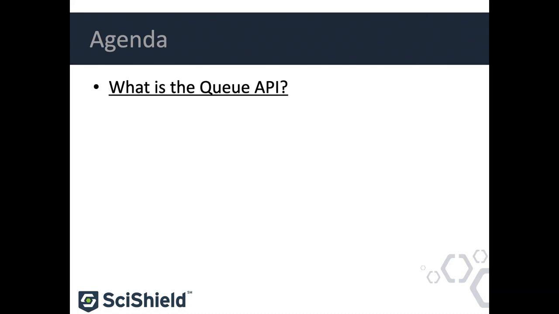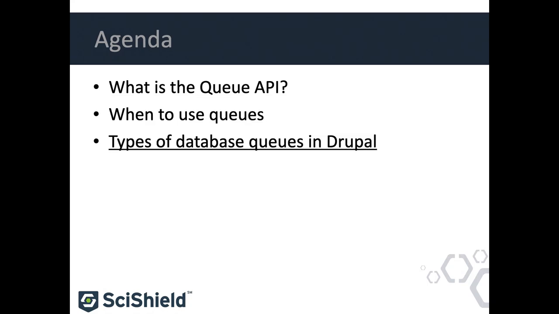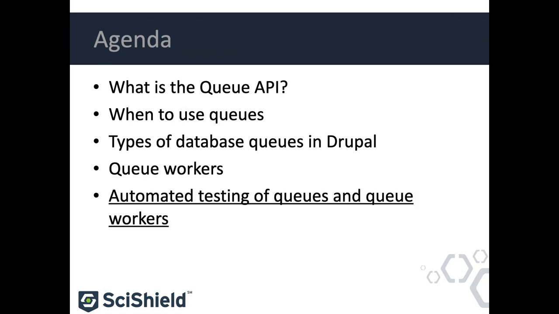We have an agenda. We're going to talk about what the queue API actually is, when you should be using it, the types of database queues that are in Drupal, and queue workers, specifically the types of queue workers that are supported natively by Drupal. We'll talk about how to build your own scalable dynamic queue workers. And we're going to talk about automated testing of these things, because we're all writing automated tests, right?